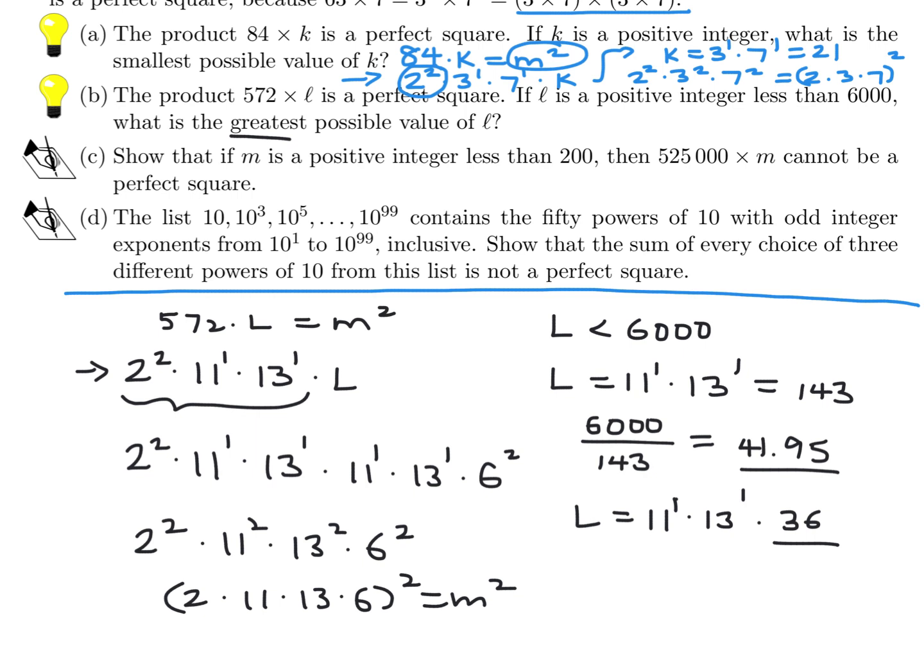Okay, so that's an interesting question. So what were the greatest possible value of L? I still haven't figured it out yet. 11 times 13 times 6 squared is 5148. And that is, of course, less than 6,000. So there you go.